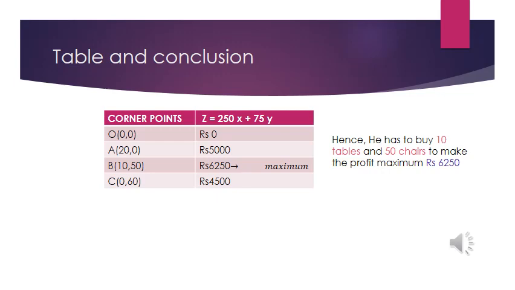Now from the table we can conclude rupees 6,250 is the maximum profit. Hence, he has to buy 10 tables and 50 chairs to make the profit maximum, rupees 6,250.